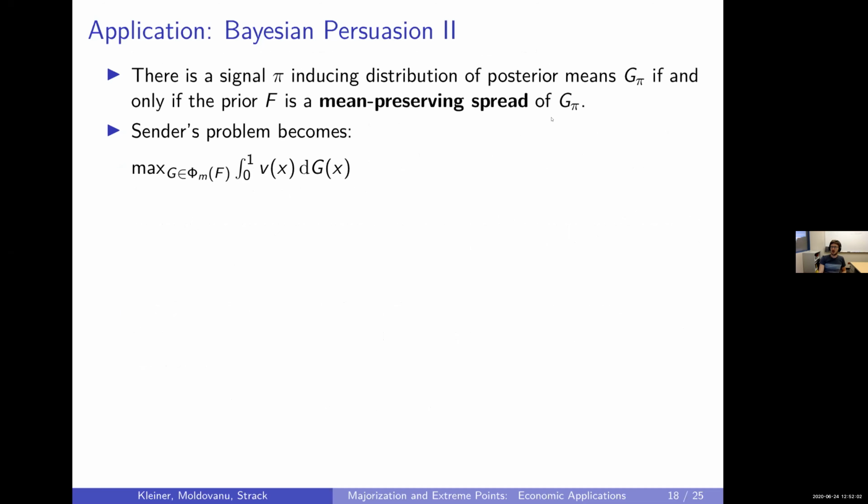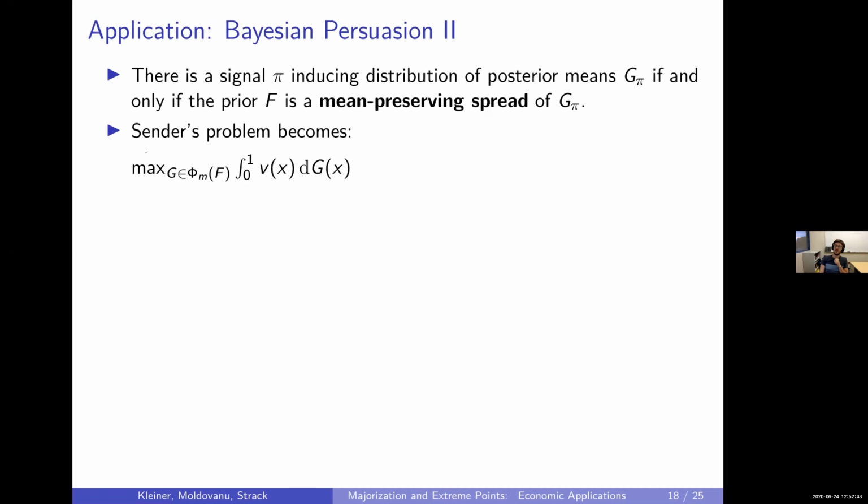And this is mainly because there's a nice characterization of which posterior means you could induce. So the result, I think, mainly goes back maybe to Blackwell, and has recently been generalized to these richer state spaces. A signal pi induces a given distribution of posterior means G if and only if the prior is a mean preserving spread of this distribution G. Okay, so instead of optimizing over signals, we can write this as the sender simply choosing a distribution of posterior means such that F is a mean preserving spread of this distribution.